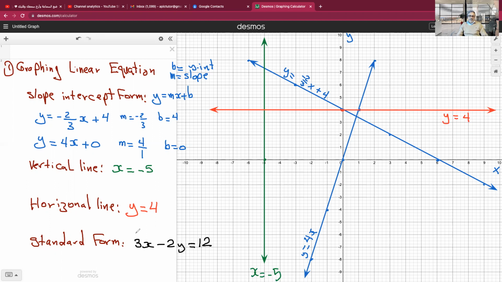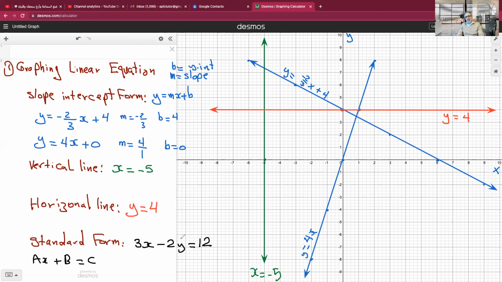Now I left this here as the last question, and this question comes from the standard form. The standard form, we call it Ax plus By equals C. How do you graph 3x minus 2y equals 12? One way you could graph this is by manipulating the equation and changing it to y equals mx plus b, and that would be long.